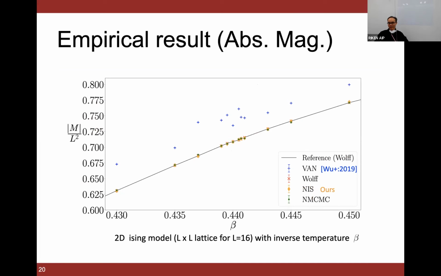Basically, if we do importance sampling, the variance increases, and we can estimate the variance by the effective sample size. And here we draw error bars, which are too small, but basically the sample size is large enough to capture the variance.